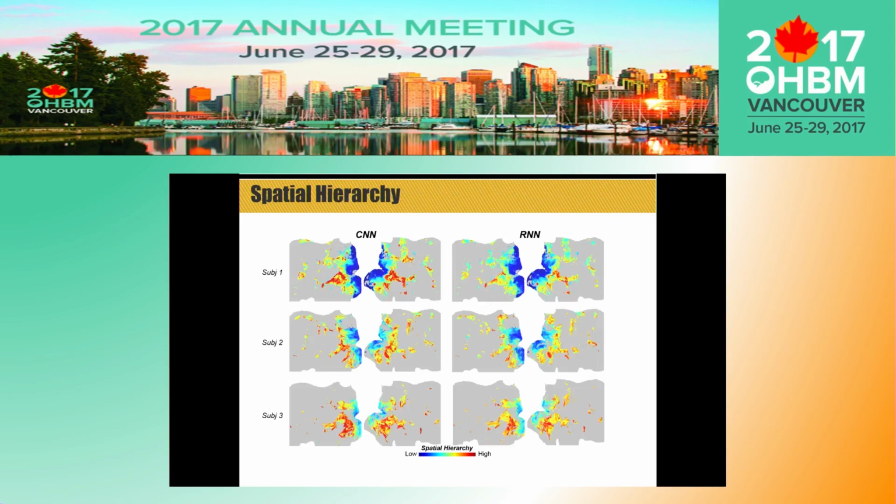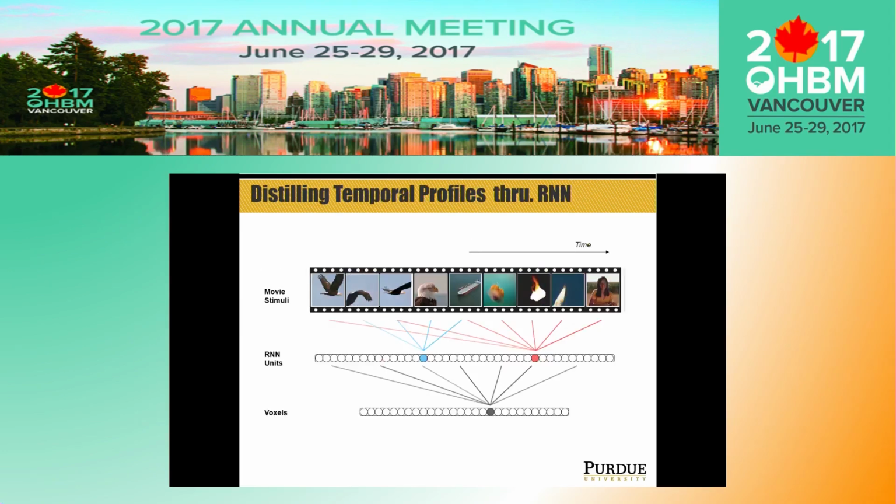But being a better predictive model is not the end of the story. Just like CNN can reveal the spatial hierarchy along the visual pathways downstream, we found that RNN also preserves and maps such spatial property in the visual cortex. Then we wondered, how does RNN capture temporal dynamics, and how does it report the temporal receptive window?